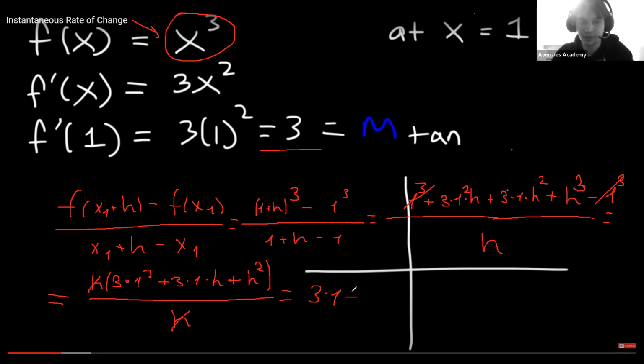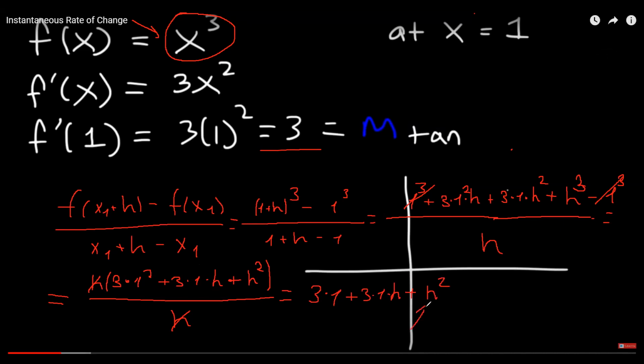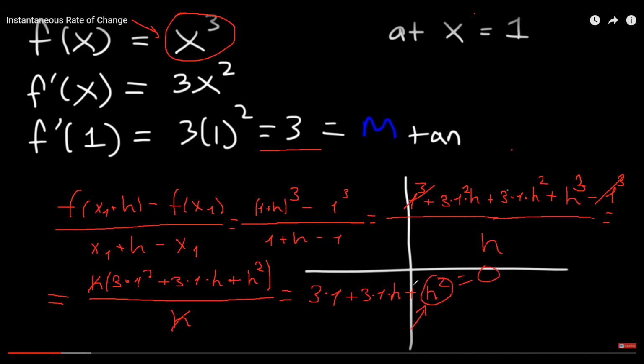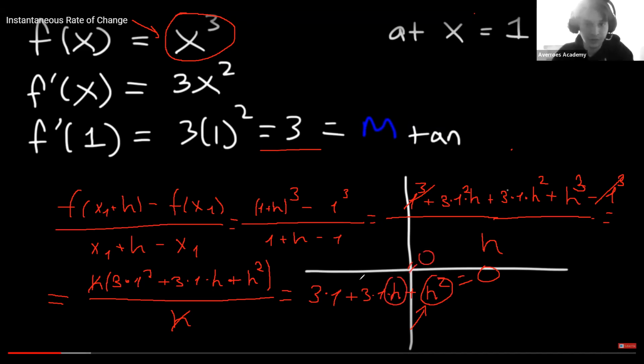3 times 1 plus 3 times 1 times h plus h squared, right? So this value, we can say that it is equal to 0 when h travels to 0, right? Makes sense. This one is equal to 0, so this whole product is going to equal 0. And all we have left is 3 times 1. And 3 times 1 is equal to 3.